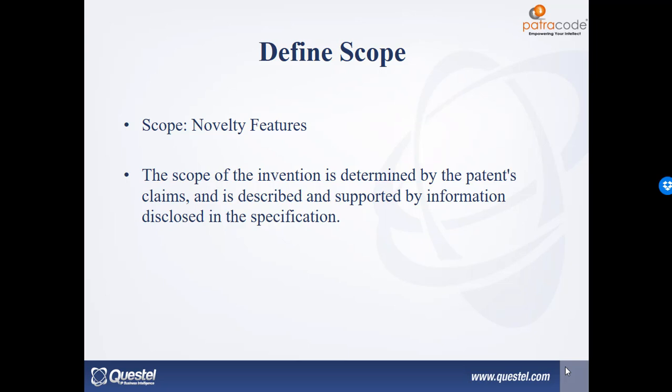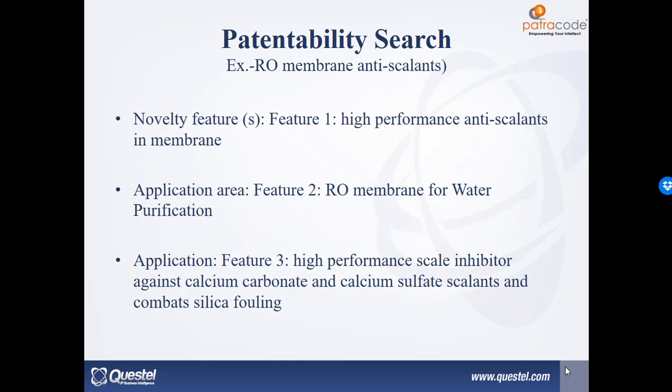So the scope of the invention, what you explained here, is it the same for every kind of search or different? Yeah, actually, Kavita, it is different for different types of searches. So I will be more specific by taking different types of searches one by one. Let me start with the patentability search. The title of the topic which we have taken for patentability search is RO membrane anti-scalants.